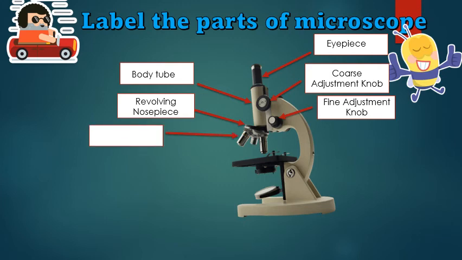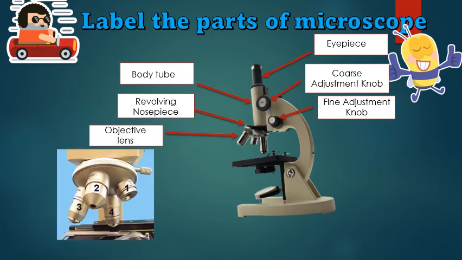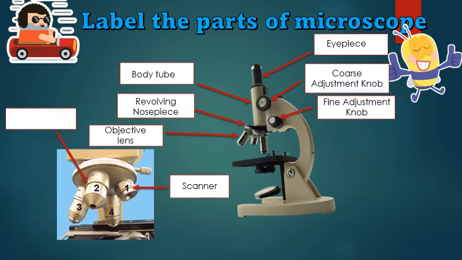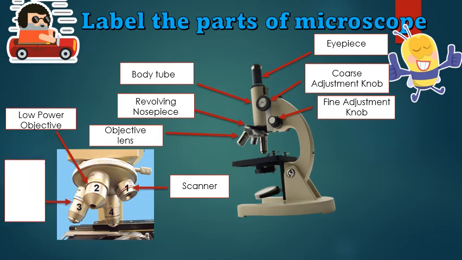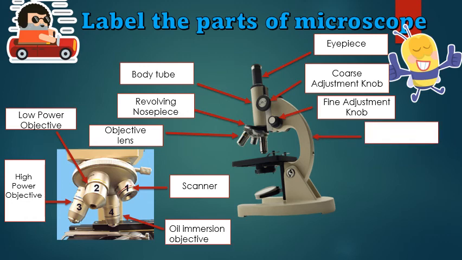How about this one? Responsible for observing the specimen. It has 4 different types. The objective lens. So, number 1 is called the scanner. Number 2 is called the low power objective. Number 3 is the high power objective. And number 4 is the oil immersion objective.